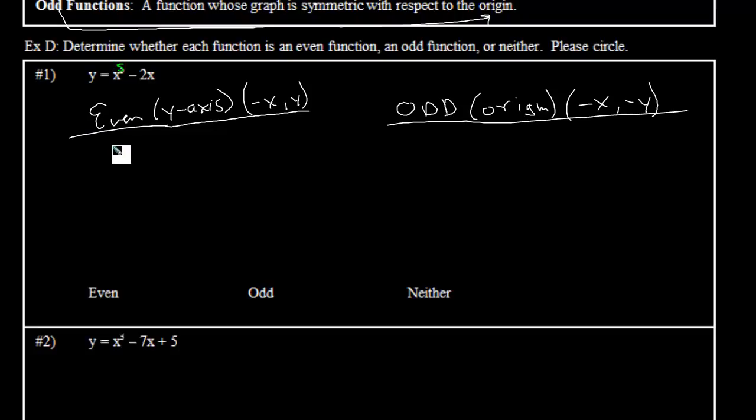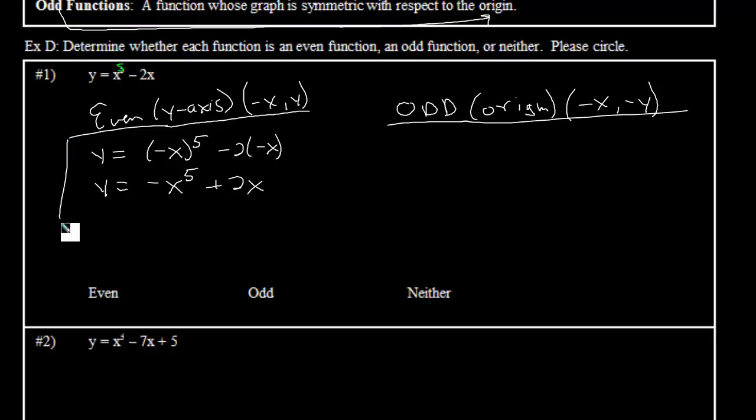So is it even? If I change the x value to a negative, once again this exponent is a 5, it's not a 2. It's going to give me y equals a negative x to the 5th is going to give me a negative x to the 5th. Negative 2 times a negative x, or subtract 2 times a negative x, this is actually how it's written, is a plus 2x. Is that the same as the original? Certainly not. This graph is not even.